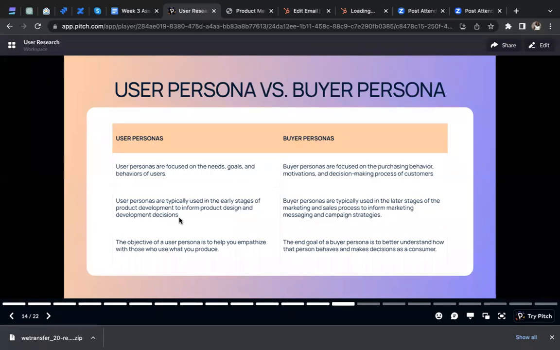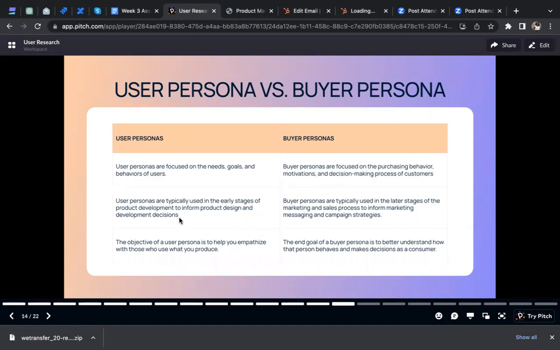Thank you so much. Now, last but not the least, the objective of a user persona is to help you empathize with those who use what you produce, while the end goal of a buyer persona is to better understand how that person behaves and makes decisions as a consumer. Now, let me say that there are so many instances where your user and your buyer persona are actually the same people. It does not always have to be different, but there are other instances where they are different people, like the example of the Pampers that we have given.